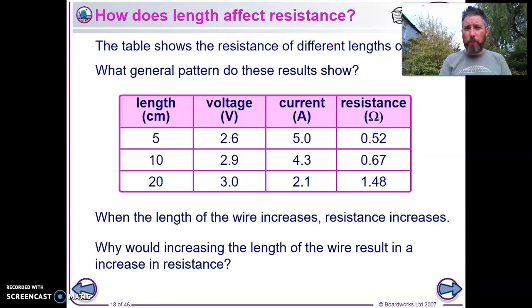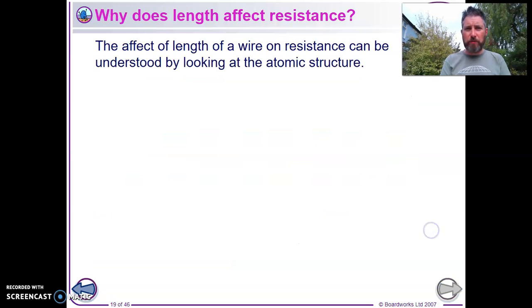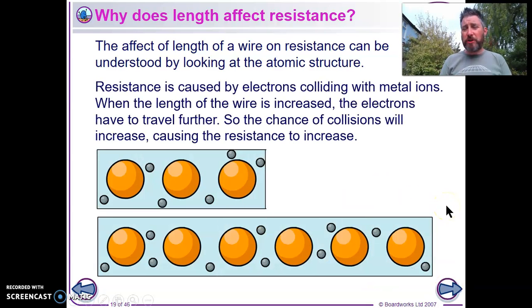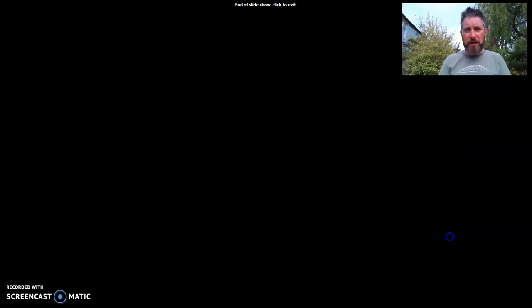So why is that? Well, it's harder to push electrons down a longer wire, and a longer journey is more difficult. So there's more resistance, there's more atoms or ions to bang into. So resistance is caused by those electrons banging into those metal ions. Remember, metallic bonding is the electrostatic attraction between positive metal ions and delocalized electrons. So you've got these very closely packed ions together with electrons orbiting around them and being shared. So they're going to bash into fewer metal ions on a short journey than they are on a long journey. So increasing the length increases the resistance.